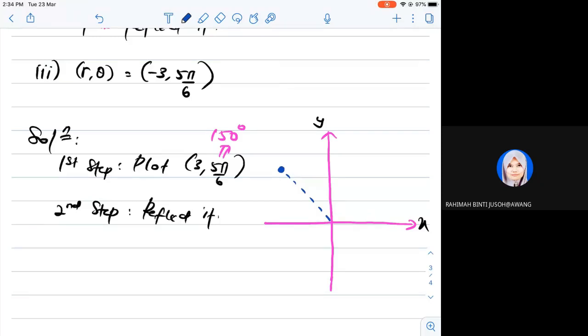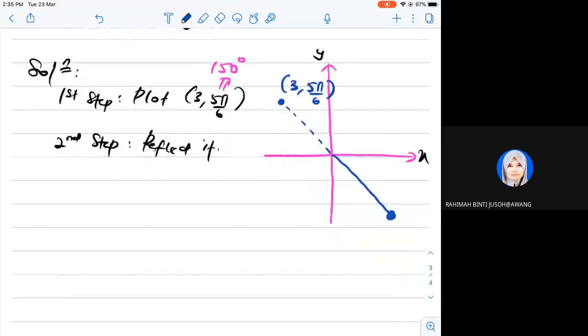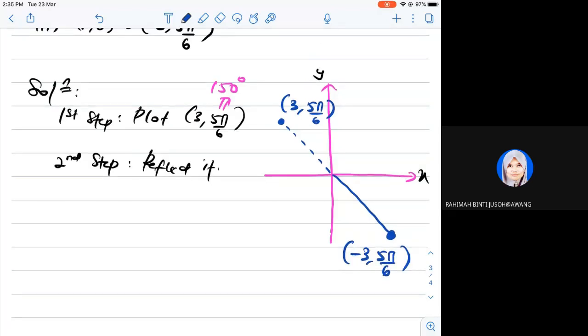What does it mean by reflect? Okay, guys, this is 3, 5 pi over 6. Reflect means that instead of having the location in the second quadrant, the answer should be located in the fourth quadrant here. So this is how we plot negative 3, 5 pi over 6. This is the answer, its actual location. That's what I mean by reflect.